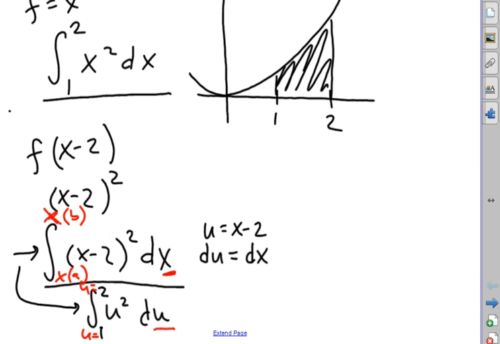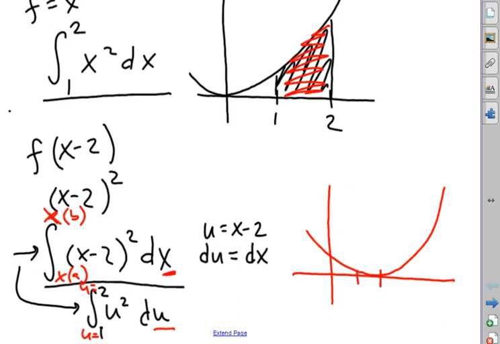But now what happens if I shift this function 2 spaces to the right? If I take my parabola and shift it 2 spaces over, we now have a parabola that looks like this. If I shift everything 2 spaces, the limits of integration also need to shift. If I want this same area, then I don't need to find the area from 1 to 2. I need to find the area from 3 to 4. Since I shifted my whole function 2 spaces, I need to shift my limits of integration 2 spaces. That area should be the same as this area up here.